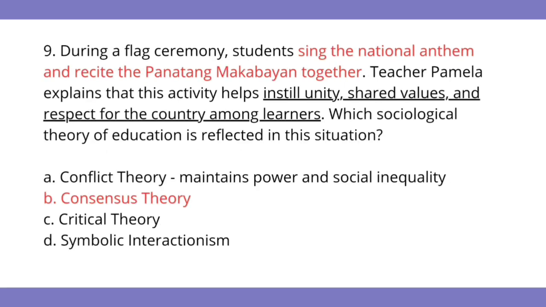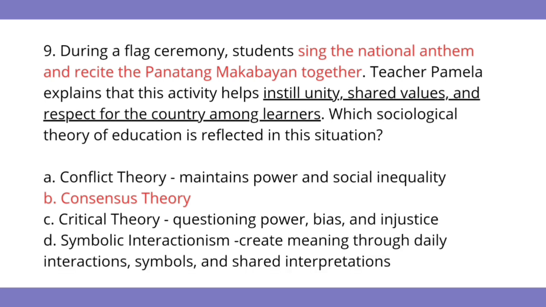The conflict theory sees education as a system that maintains power and social inequality, benefiting dominant groups over others. The critical theory focuses on challenging oppressive structures in schools and society by questioning power, bias, and injustice. And symbolic interactionism explains how students and teachers create meaning through daily interactions, symbols, and shared interpretations inside the classroom.